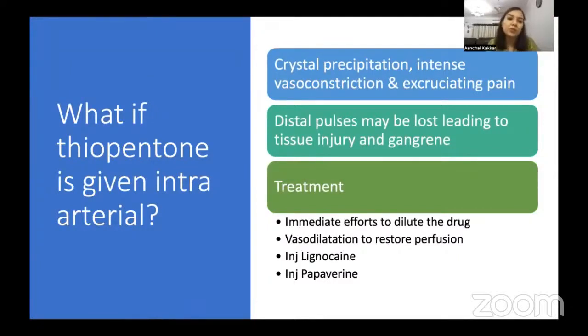Treatment is immediate efforts to dilute the drug. You flush the drug out of the system. You give vasodilators to restore the perfusion. The common drugs which are used are injection lignocaine and injection papaverine.